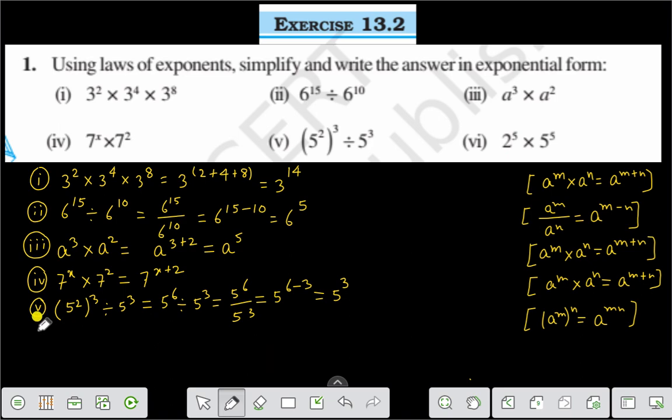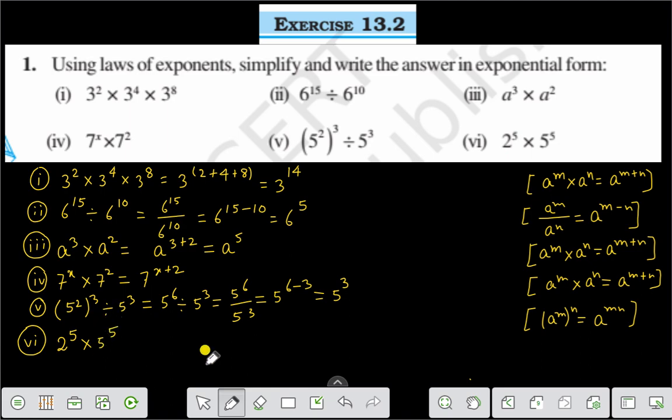Now question number 6 is 2 to the power 5 into 5 to the power 5. Here you see 2 to the power 5 into 5 to the power 5.